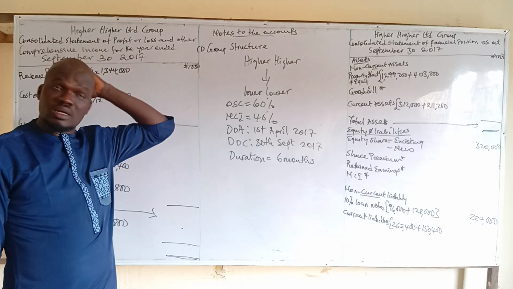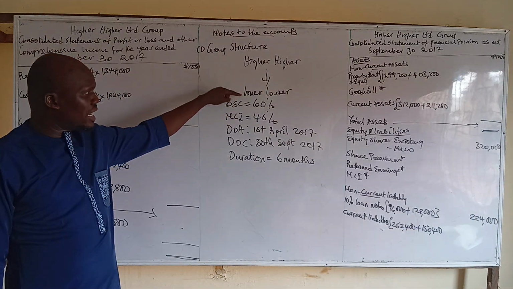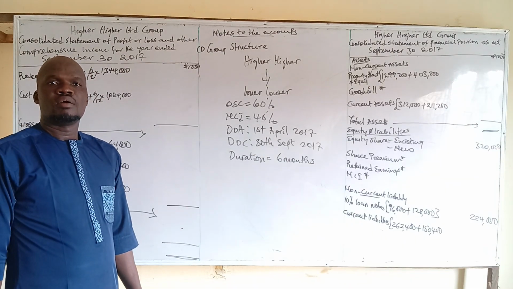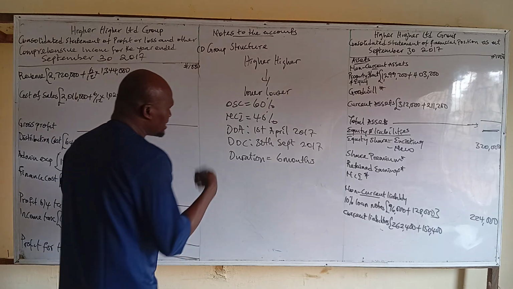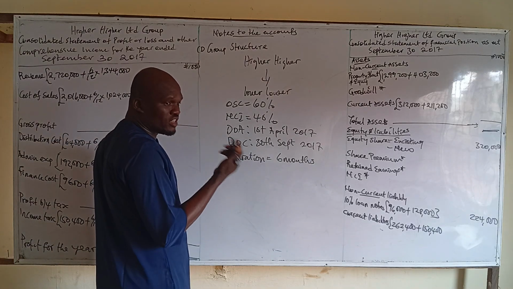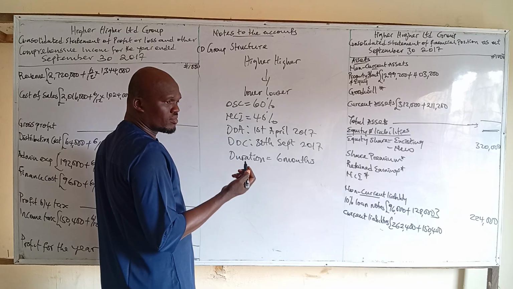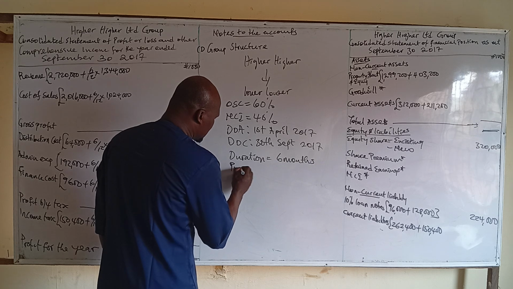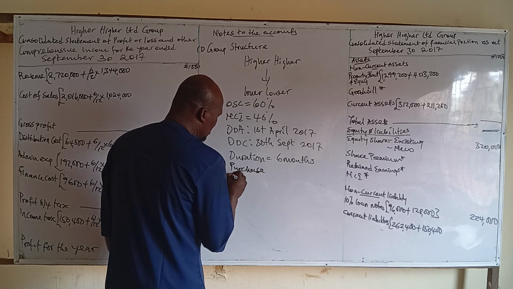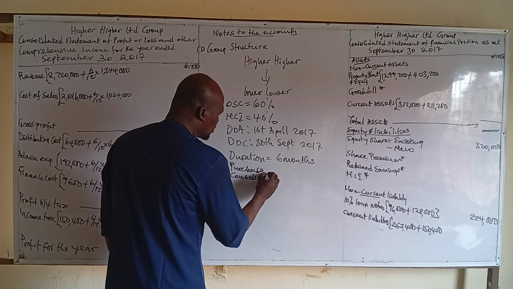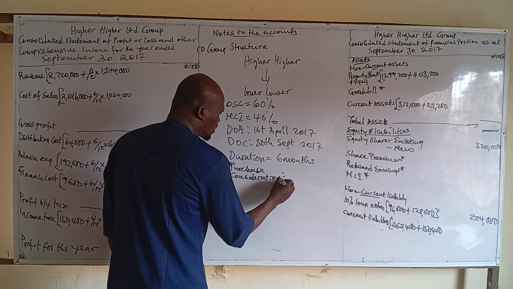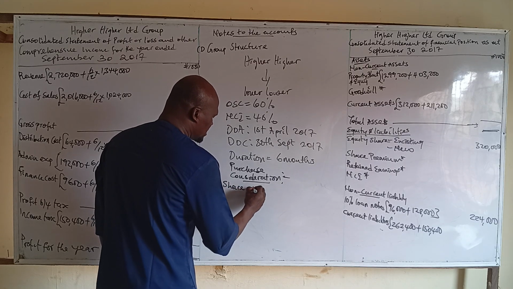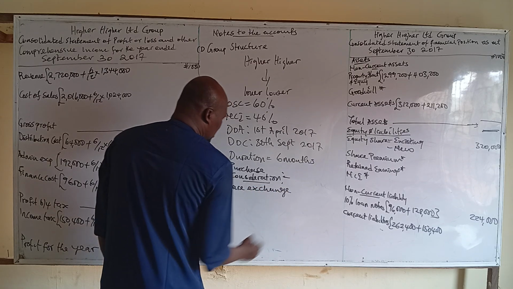Equity share capital of lower, in a share exchange of 2 shares in higher for 3. So the purchase consideration, let's create space for purchase consideration. The purchase consideration used there is share exchange. And they said 2 shares.